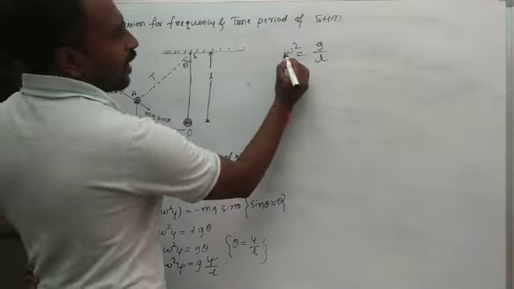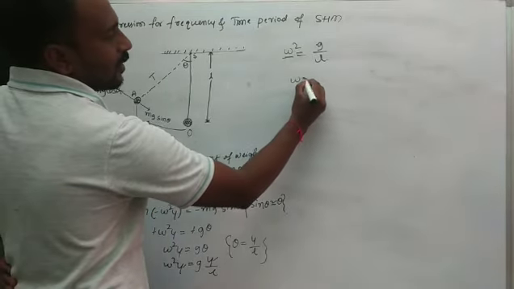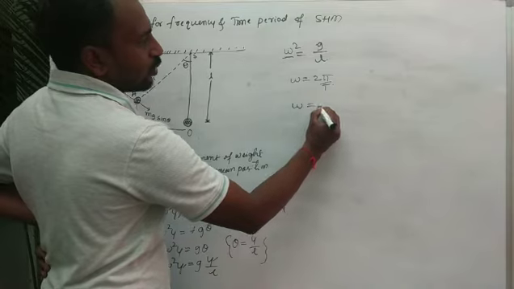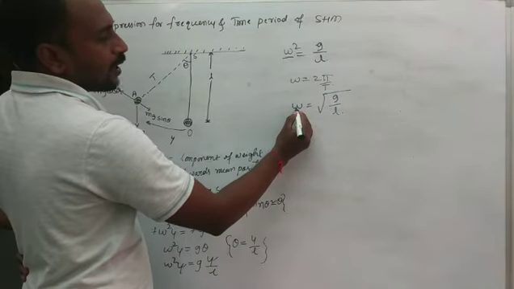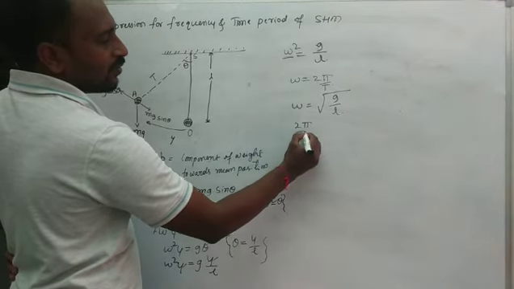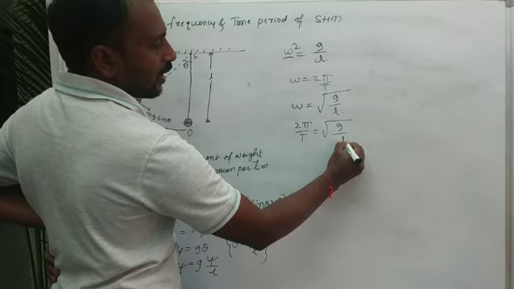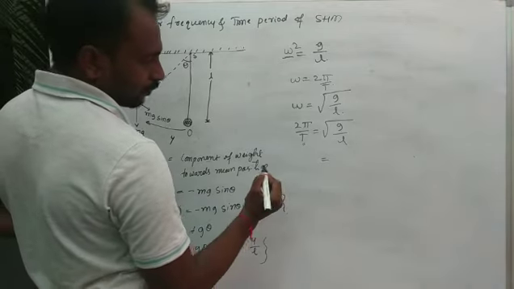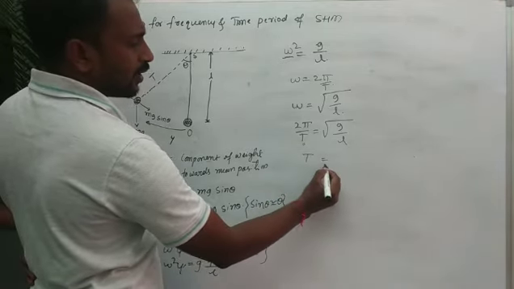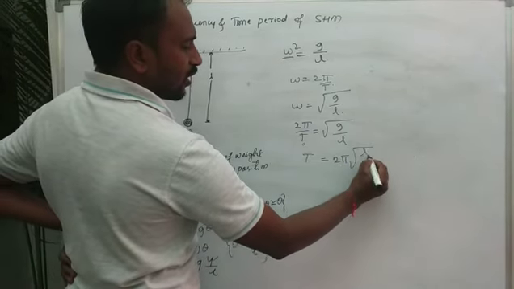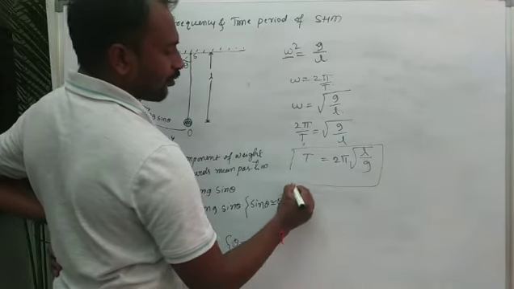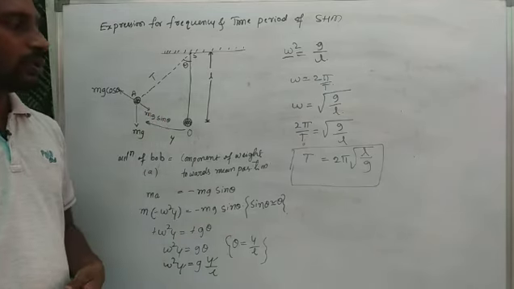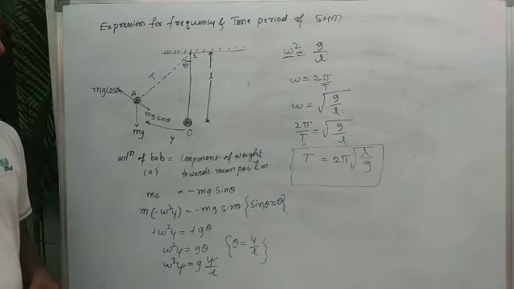Suppose omega is the angular frequency, so omega is equal to 2 pi divided by T. So omega is equal to the whole root of g divided by L. In place of omega, 2 pi divided by T is equal to the whole root of g divided by L. We want to calculate the time period, so T is equal to 2 pi whole root of L divided by g. This is the time period of simple harmonic motion in the simple pendulum concept.